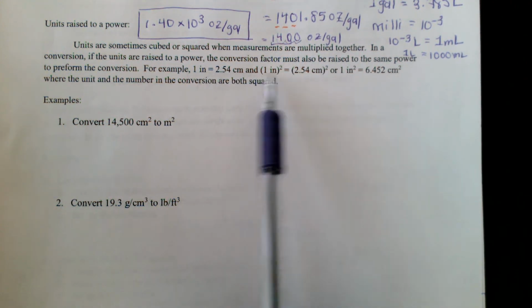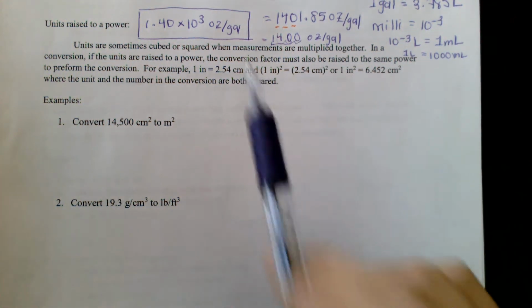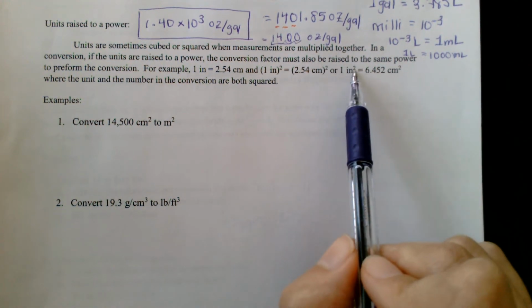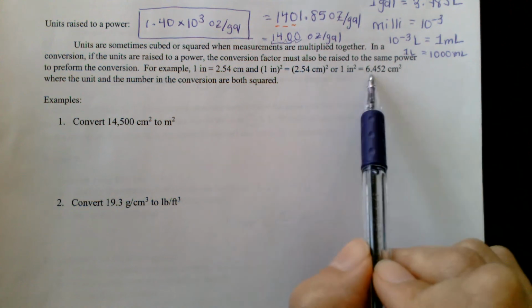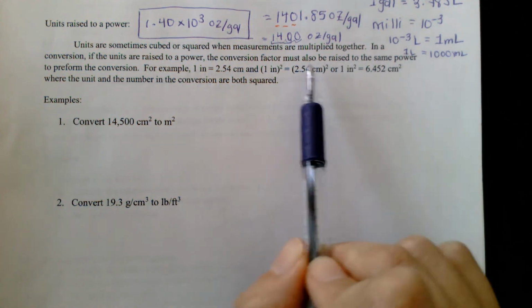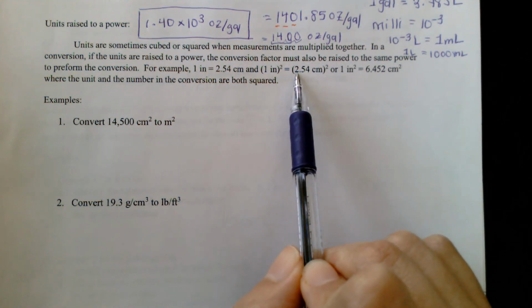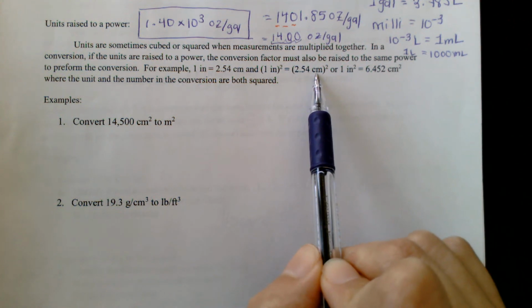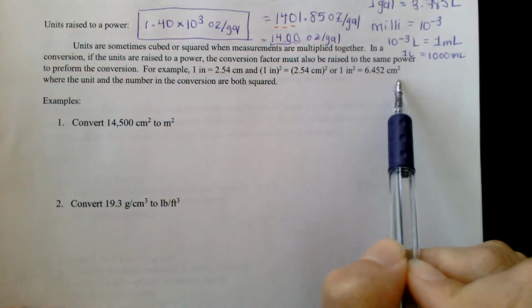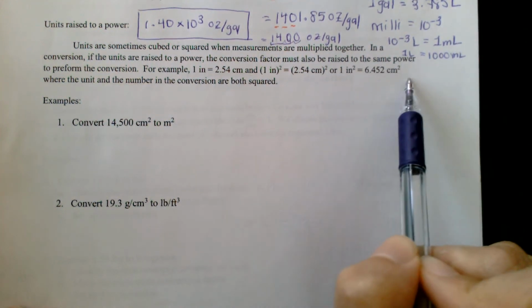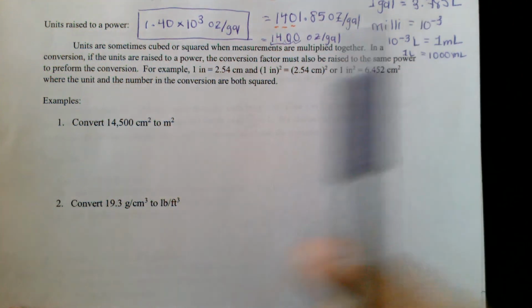So for example, if we have 1 inch equals 2.54 centimeters, if we were looking at inches squared and centimeters squared and we had to square these, we would get 1 inch squared equals 2.54 centimeters squared. And to show the connection between these two in 2 dimensions, we would get 1 inch squared equals 6.452 centimeters squared, where the 2.54 had to be squared and the centimeters had to be squared as well to get our conversion factor in units squared.